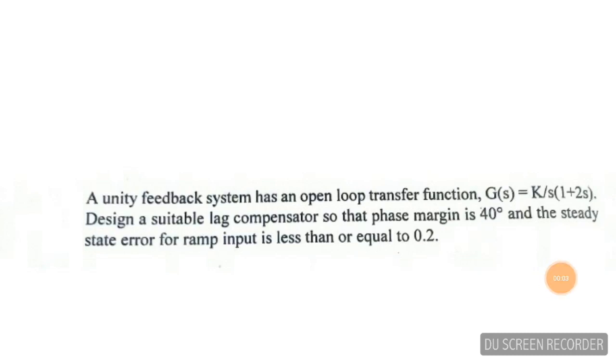Okay everyone, today we will see how to design a lag compensator in control system. The question is: a unity feedback system has an open loop transfer function G(s) = K over s(1 + 2s). Design a suitable lag compensator so that phase margin is 40 degrees and steady state error for ramp input is less than or equal to 0.2.